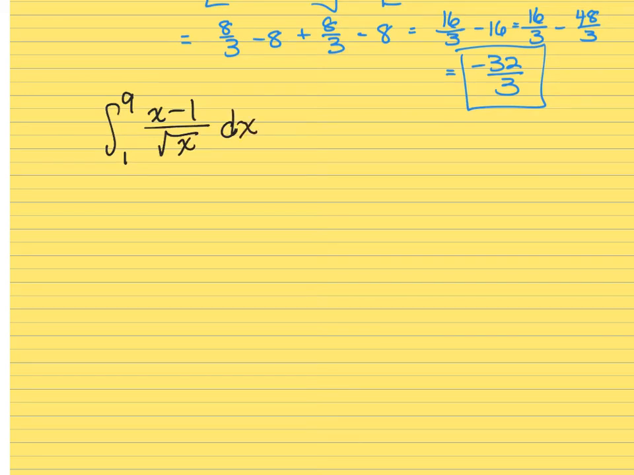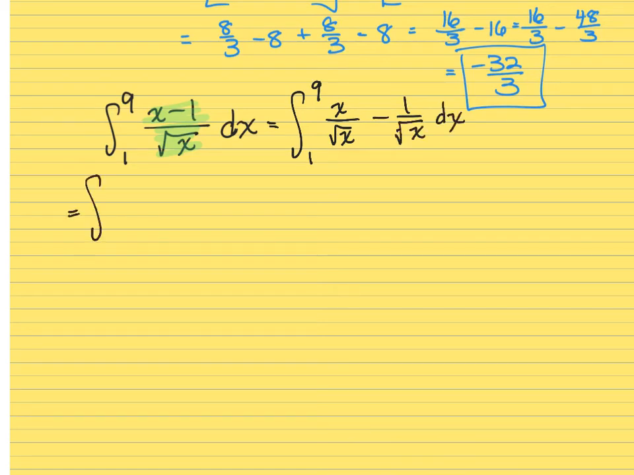Okay, so we've got to find the antiderivative of this guy, right? Got to find the antiderivative. So to do that, we've got to use our little tricks for finding antiderivatives. In this case, we'll probably do it like this. Write it as x over square root of x minus 1 over square root of x, right? Break it up like that.